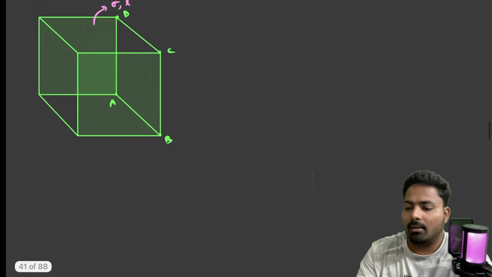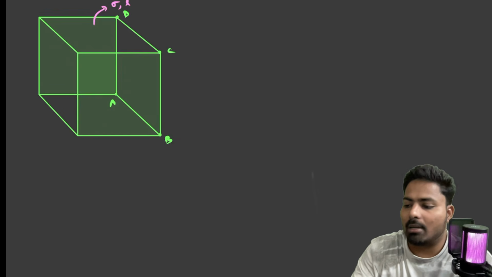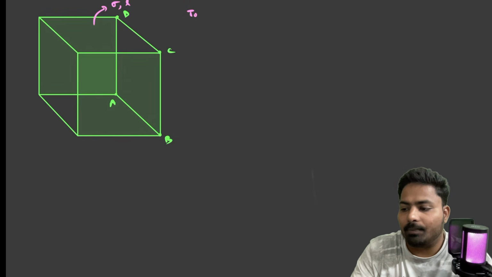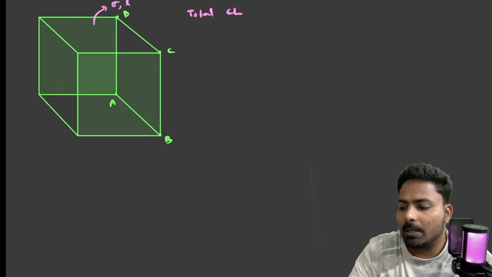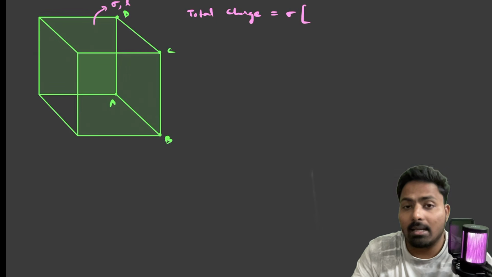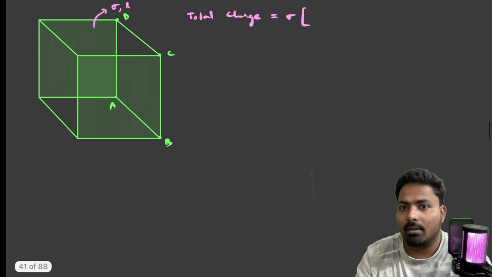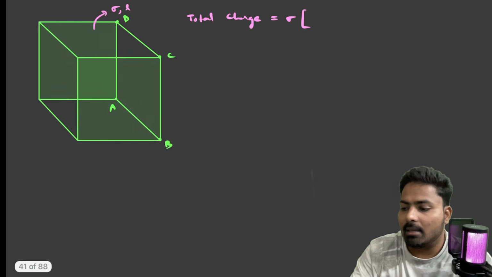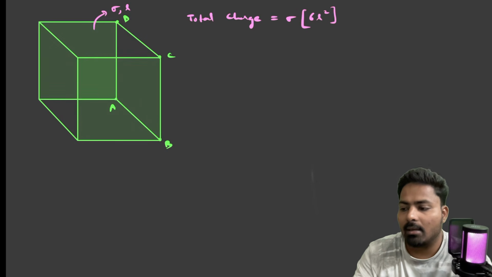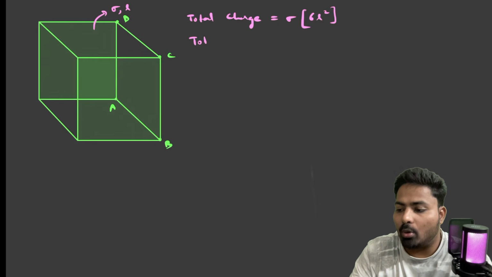To understand this, first let me write the total charge. Total charge is nothing but sigma times, it's surface charge density, so we have six surfaces, so it will be 6L square. Sigma into 6L square is the total charge, right? And the total flux through the cube.